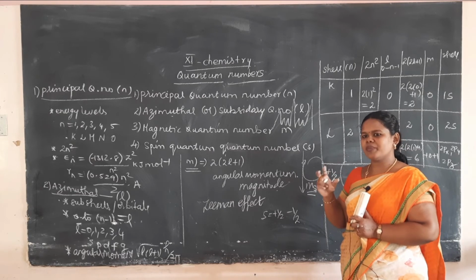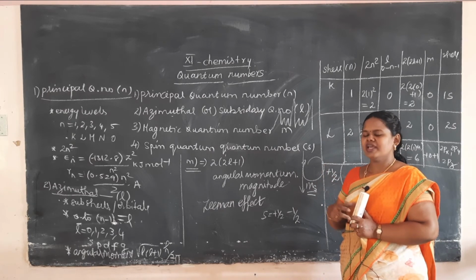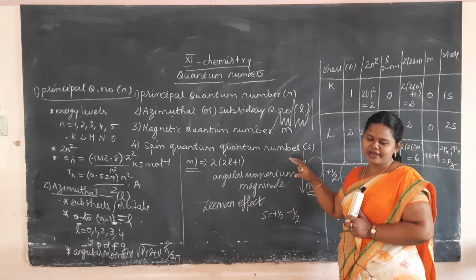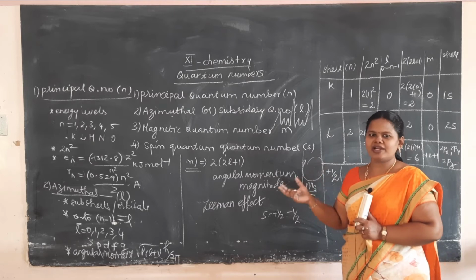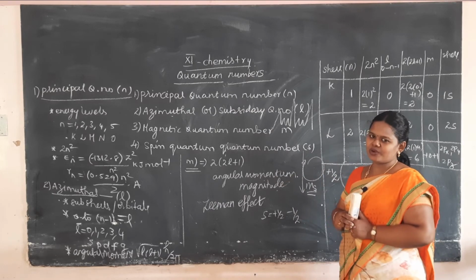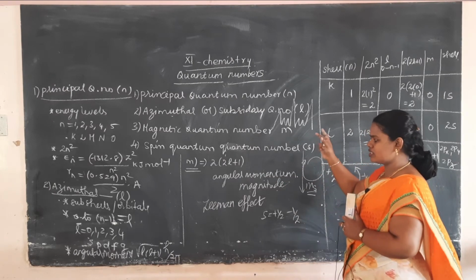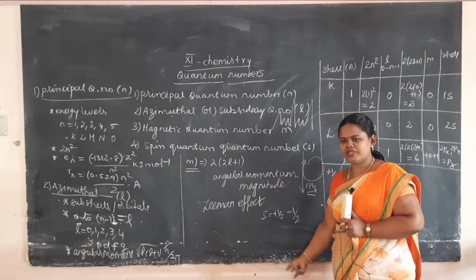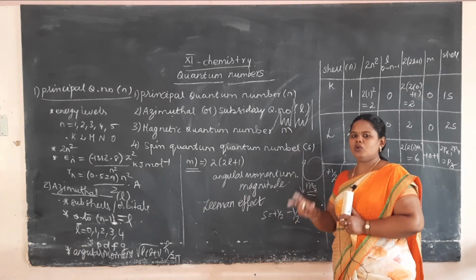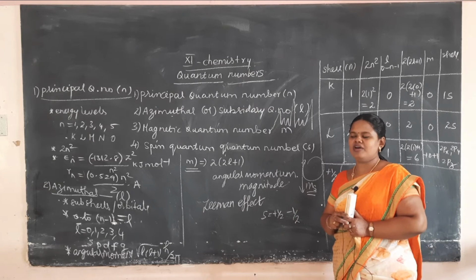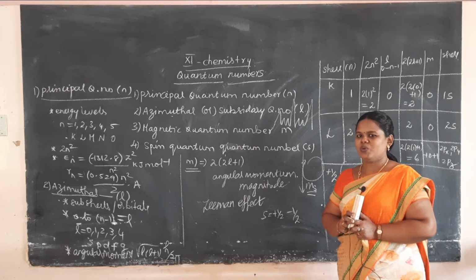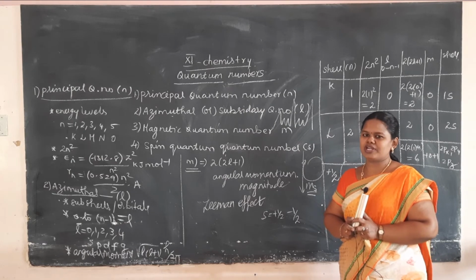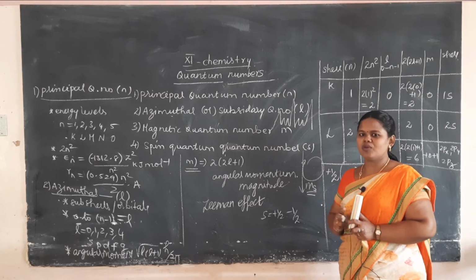So the arrangement of electrons present in an atom can be explained by which quantum number? The four types of quantum number: principal quantum number, azimuthal quantum number, magnetic quantum number, and spin quantum number. These are useful in locating the position of the electron, or in distributing the electrons in an atom. This is the use of these four quantum numbers. It is a very, very important question.